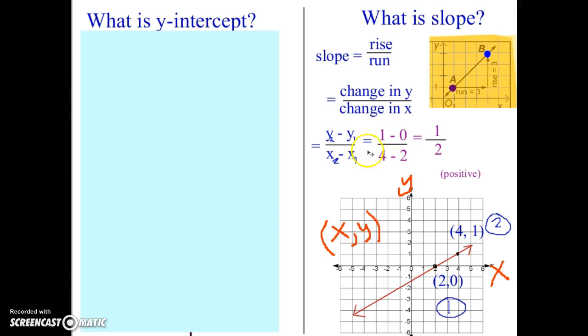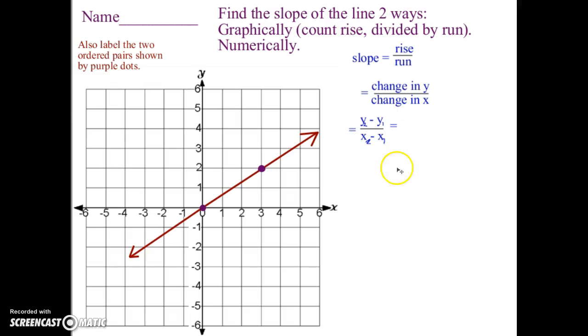And okay, so the last thing I want you to do is basically print this off. I'm going to send it as, you can either pause the recording and do your own graph paper and do it yourself, or you can print it off from the separate file I'm sending. And I want you to write your name on it and find the slope of this line in two ways, graphically and numerically. Graphically, you're going to count the rise over the run. Numerically, you're going to write down, like I did before, the ordered pair for this and the ordered pair for that, and then you're going to do it numerically.